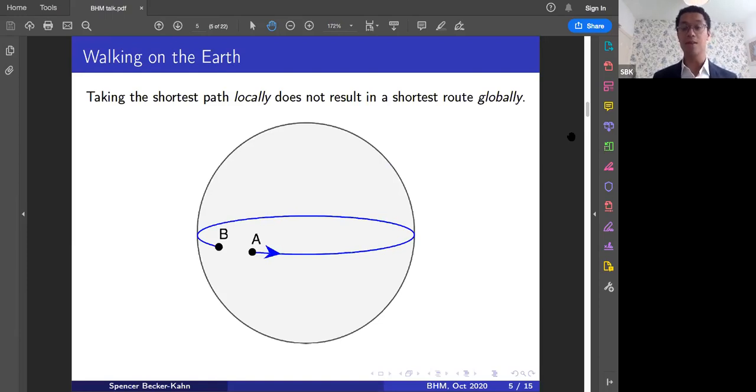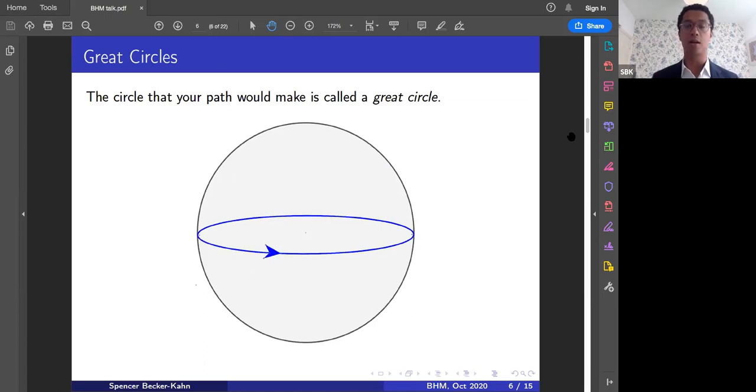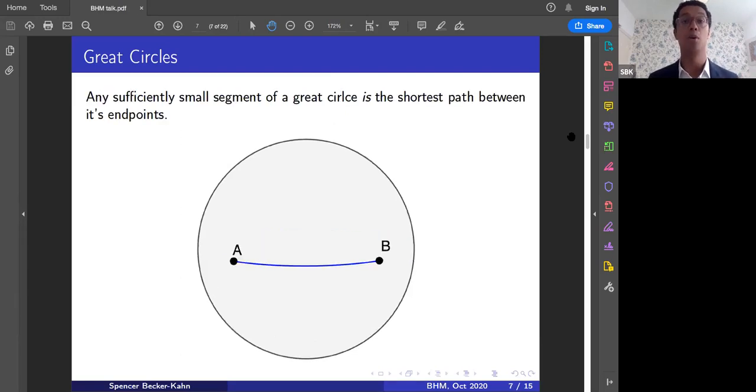Of course, if I really do continue, I close back up the circle and I would trace out what we call a great circle around the Earth. And it's this object I want to talk about just a little bit more. I think I'll say two things. The first is that if we take a portion of this great circle that's not too large, then we really do see the shortest path between the endpoints of that portion.